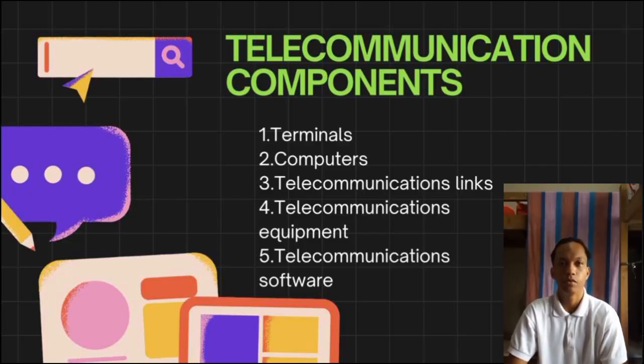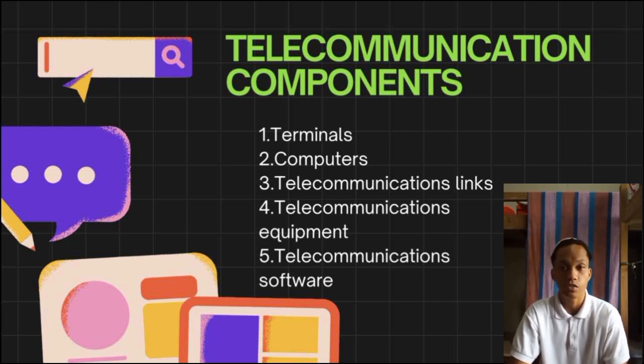So there are 5 components of telecommunications, which are terminals, computer, telecommunications link, telecommunication equipment, and telecommunication software. So first is terminals. A terminal is a device at the point at which a signal enters or leaves a network. Second is computer. A computer is a general purpose operating machine used for technological and educational research. So next is telecommunications link. It's a communication channel that connects two or more devices for the purposes of data transmission.